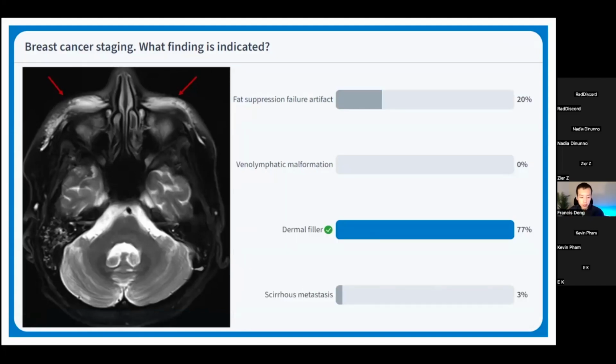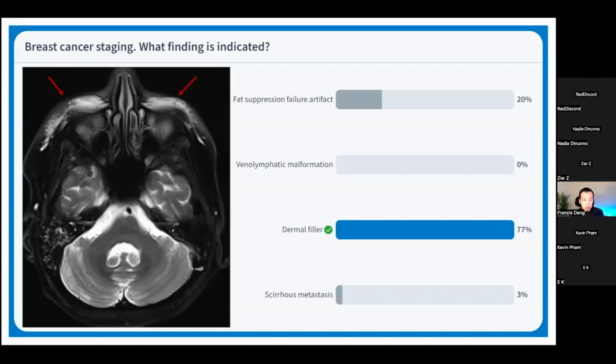All right, dermal filler. Great. It's great that you guys have recognized this, or the vast majority have. I have seen these being mistaken for venous malformations, for lymphatic malformations, or more serious pathologies. But it's important to recognize that when you see T2 hyperintense, non-fat suppressing, amorphous tissue in the facial subcutaneous tissues, this represents cosmetic injections of some kind of filler material, usually hyaluronic acid, but occasionally other things as well.